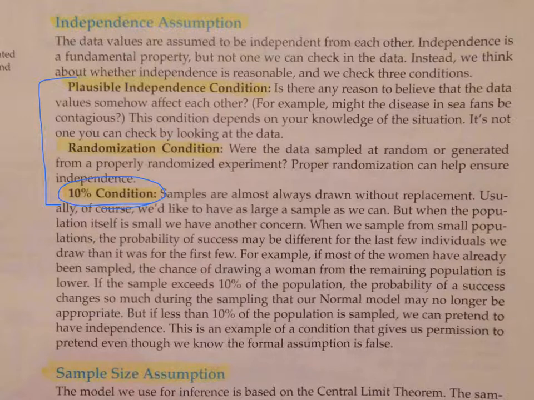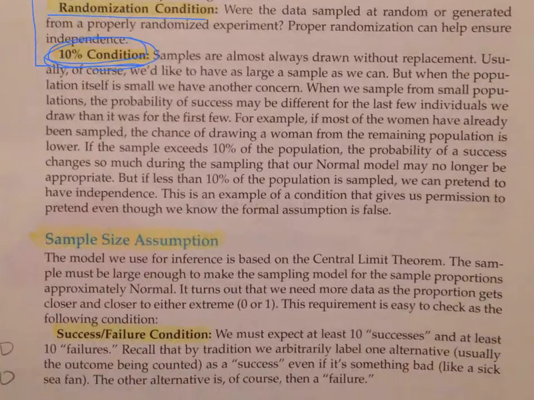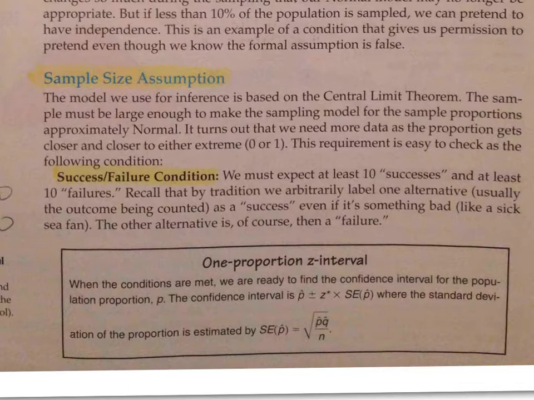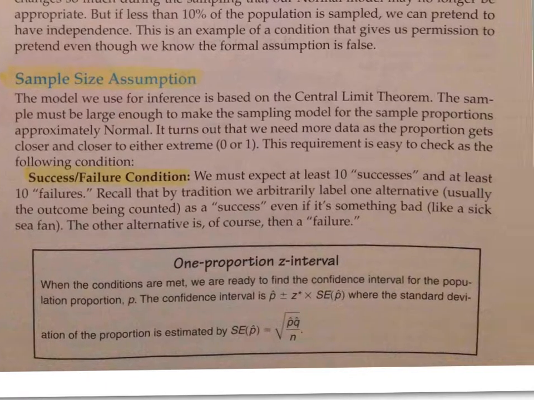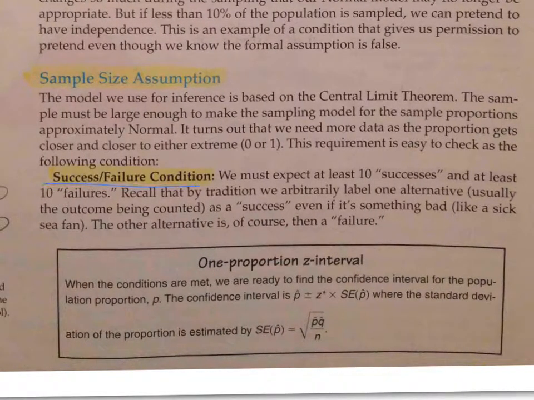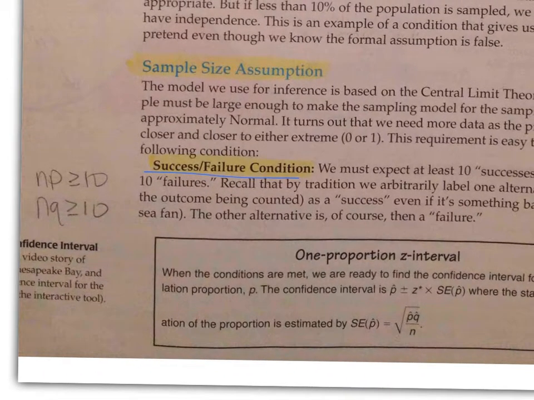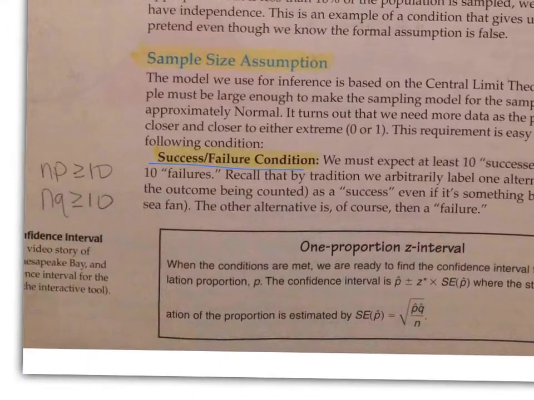Okay, so do I think these are independent? Even if you said maybe not, you can still get away with it with the 10% condition. And you always have to make sure your samples are drawn randomly, otherwise your data is bad. Okay, the other condition is one you are also very well familiar with, your success failure condition. So you're still doing that NP and NQ: NP is greater than 10 and NQ is greater than 10. So same thing you've been doing for a while now.